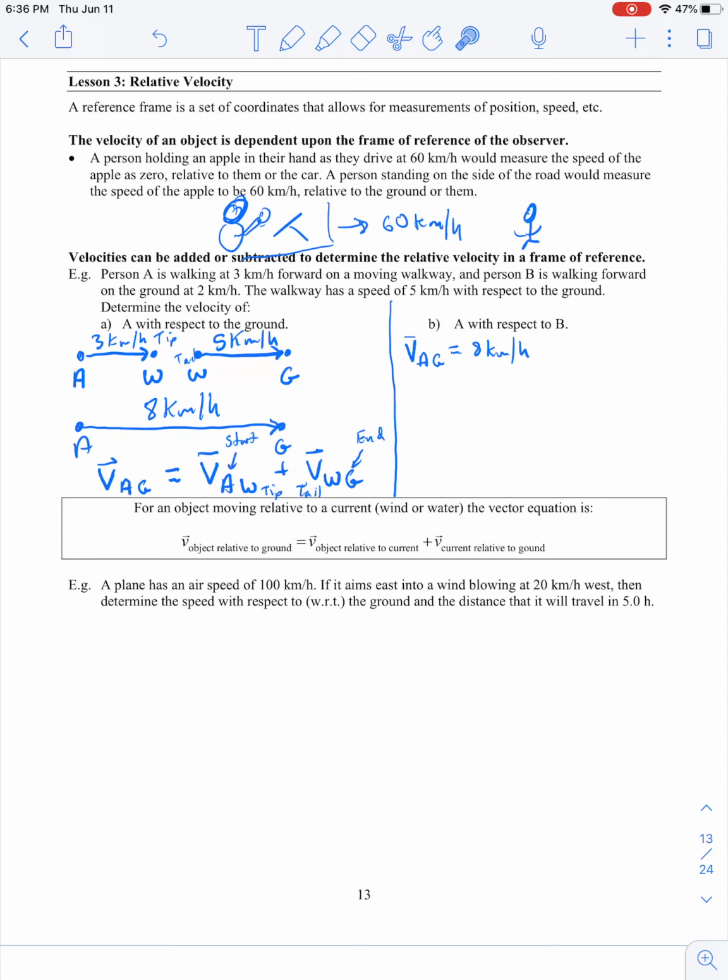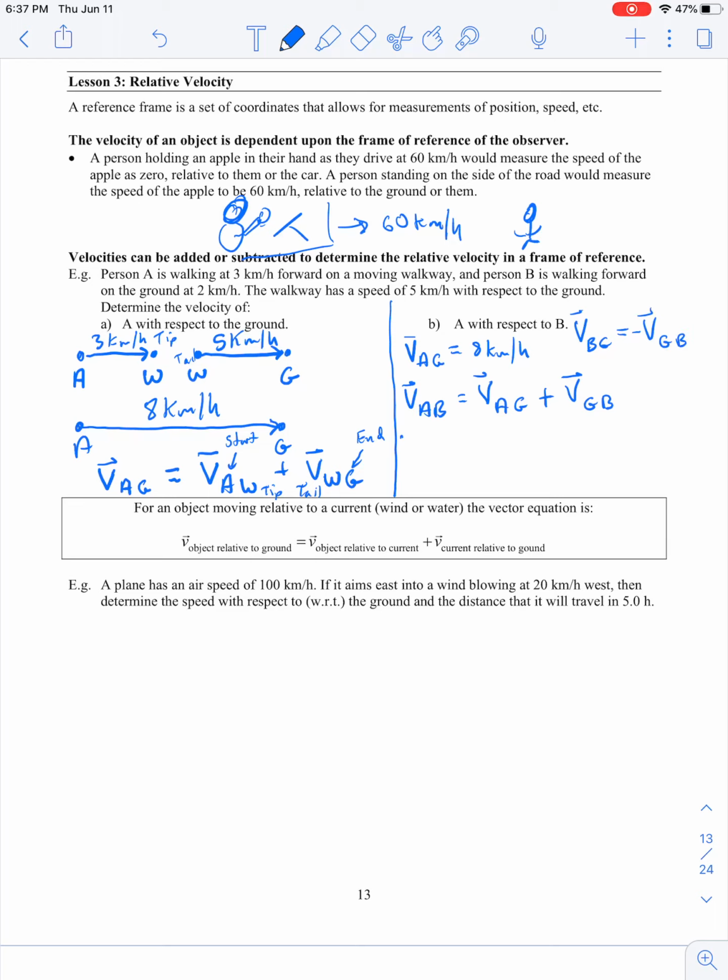So to get the velocity of A relative to B, I could take this vector, the velocity of A relative to the ground, and I could add in the velocity of the ground relative to B. Now that sounds a little strange, the velocity of the ground relative to B, but obviously as B is walking forward, the ground in essence is going the other way. So we say that the velocity of B with respect to the ground is the negative of the velocity of the ground with respect to B.